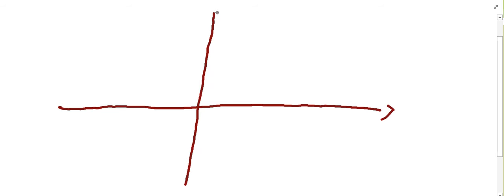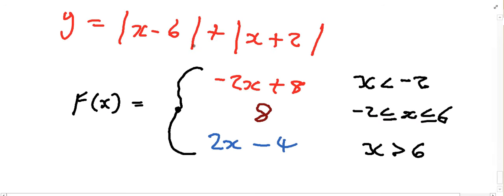So you have the y-axis and the x-axis. Let's quickly look at how the graph will look. The first guy we are going to use is this one: x is less than -2. When x is less than -2, we have been told that we have to use this equation.